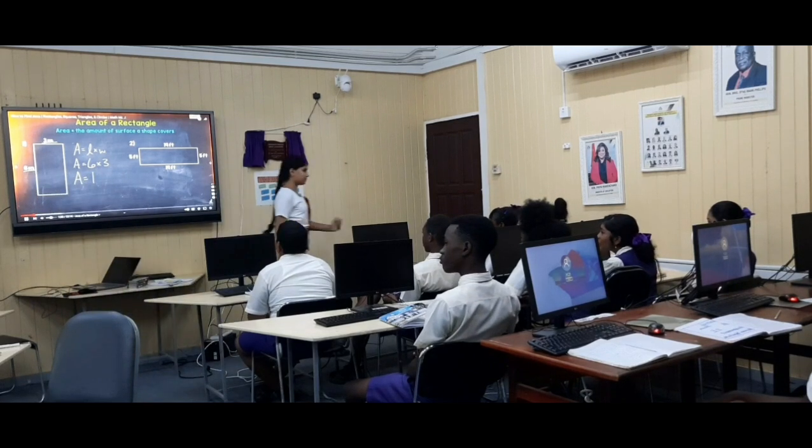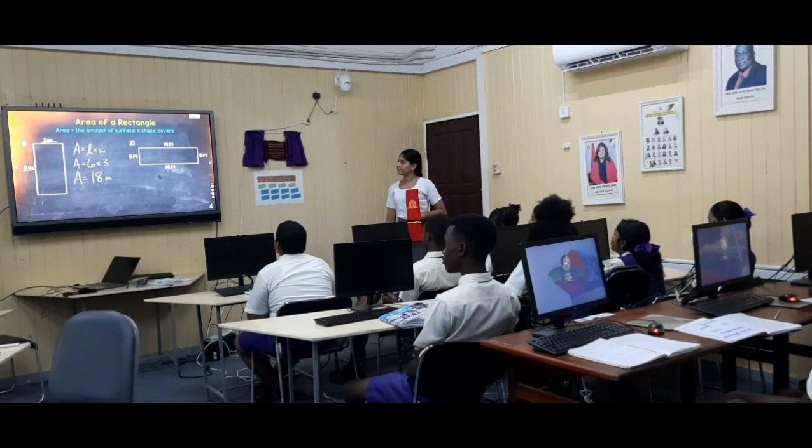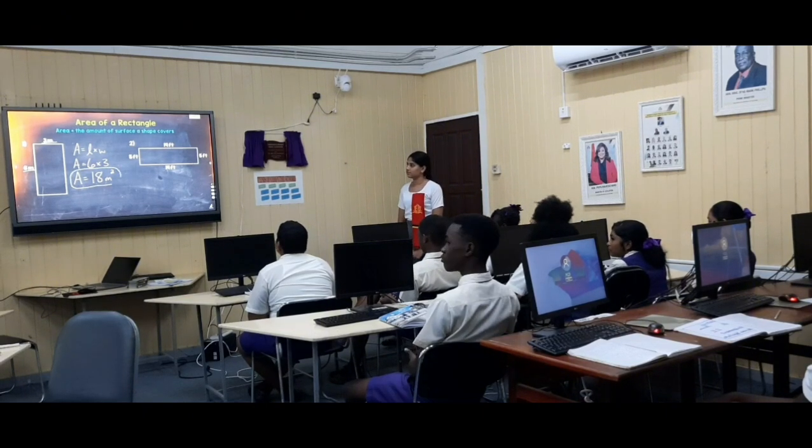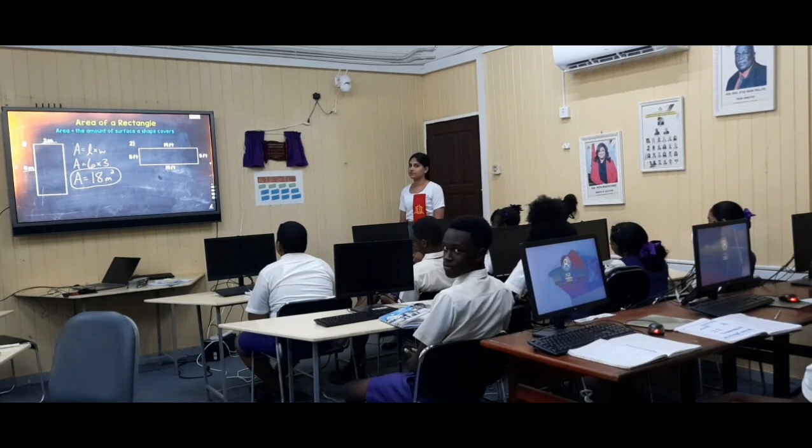That gives us an area of 18 square meters. We measure area in square units, so this is square meters.